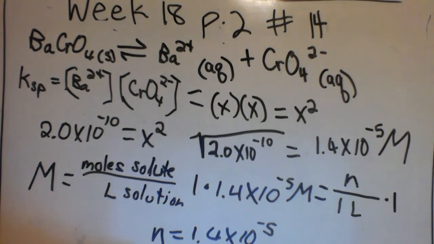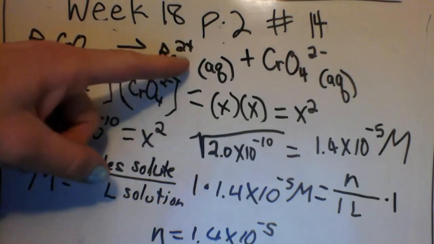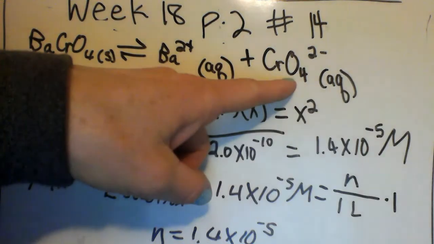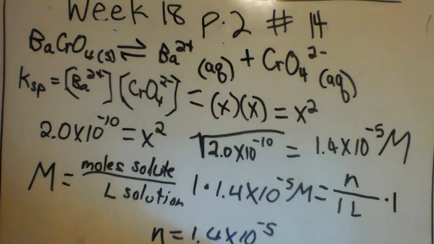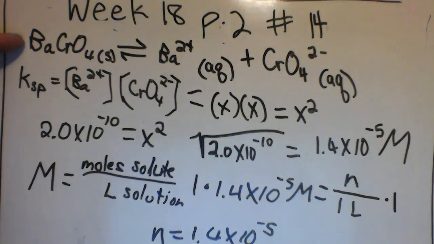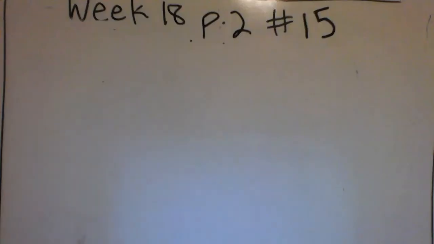This tells us that the number of moles of either barium ions or chromate ions is 1.4 times 10 to the negative 5th. And as we said before, whatever the amount of one of those is, it is the same as the amount of the solid that we started with. Therefore, the number of moles of barium chromate is 1.4 times 10 to the negative 5th.